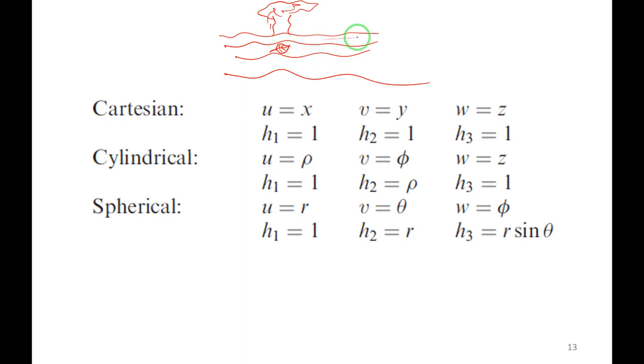The velocity of water is in this direction, so the leaf will travel in this direction. It will move from here to here, and then the leaf will come here, from point A to point B. But there is a variation in the velocity from point A to point B. This variation of the velocity we will measure by using gradient.